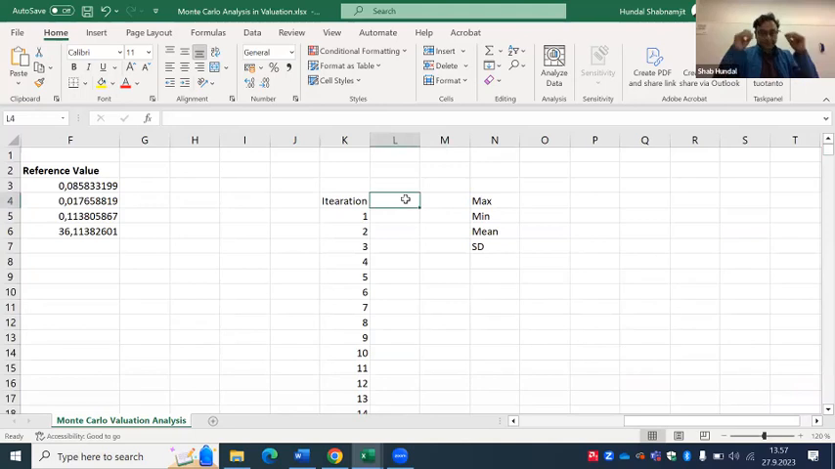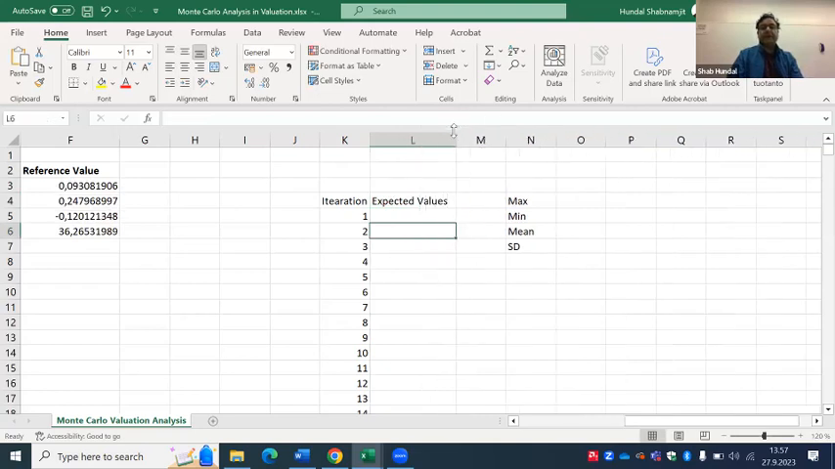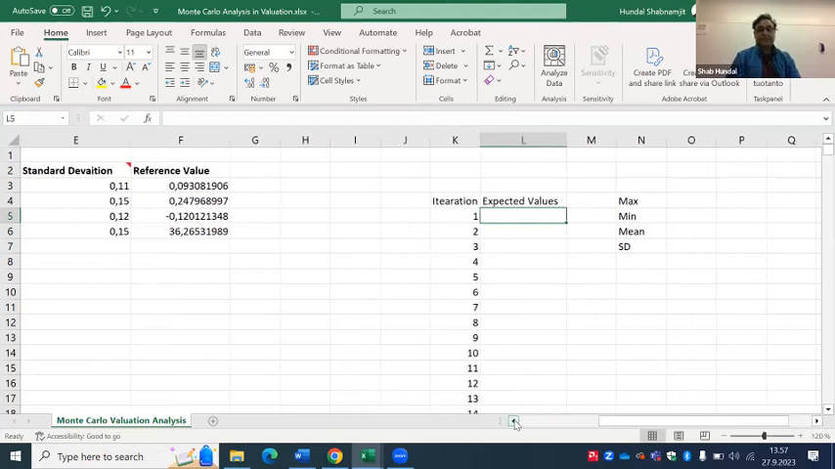Now here I write the expected values. Expected stock values, whatever. And remember that this is not only applicable in finance, it can be in any field. You can even apply the Monte Carlo model to check your academic performance by putting in some marks and checking the standard deviation. Make sense? Are we all good?